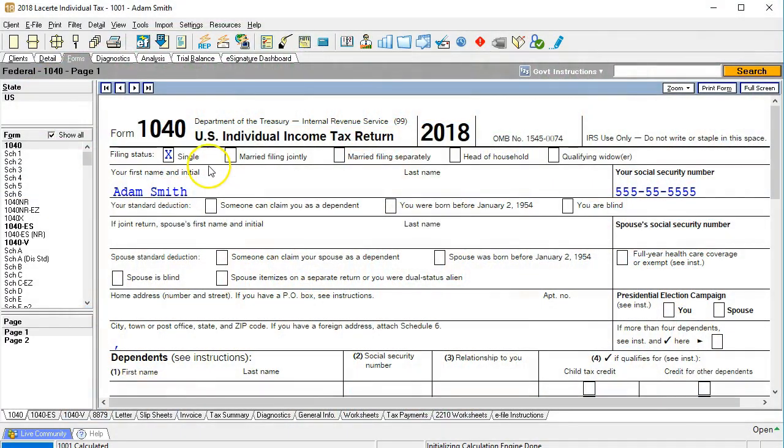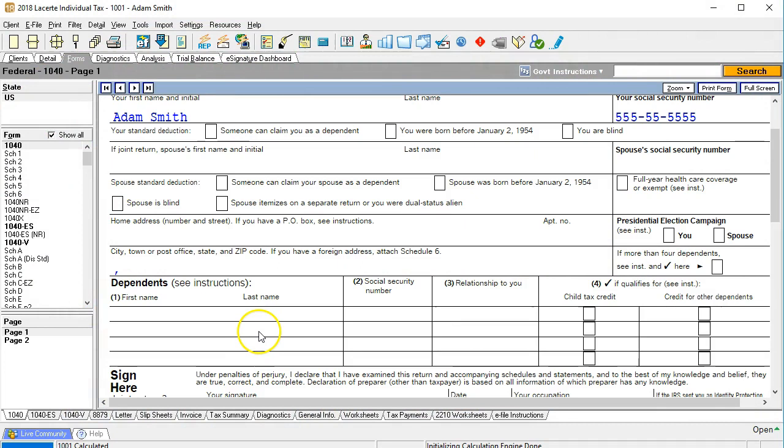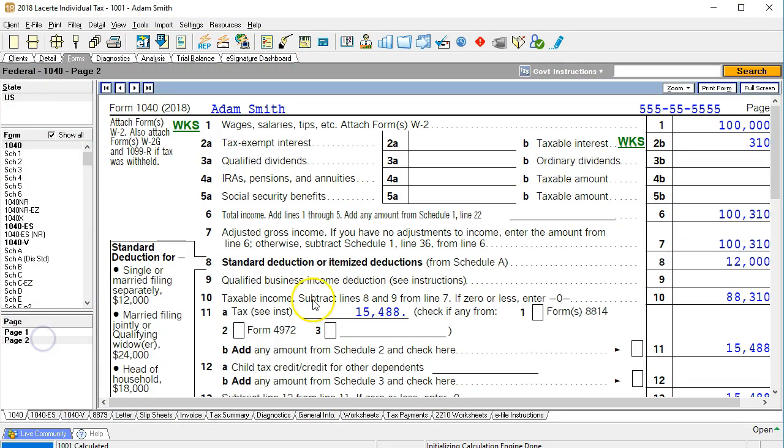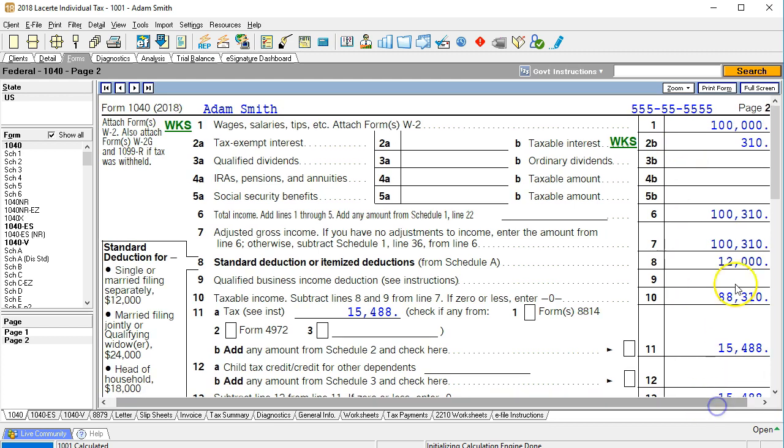In Form 1040, we have a single individual, no dependents. If we go to page 2, this is where we will report the income. So we have the wages, which we're going to say are 100,000 of W-2 wages. This is the new item here, the 310 of interest income in the income section, bringing the income up to the total income, line 9, 100,310. Then we have the adjusted gross income, no adjustments to it, 100,310.